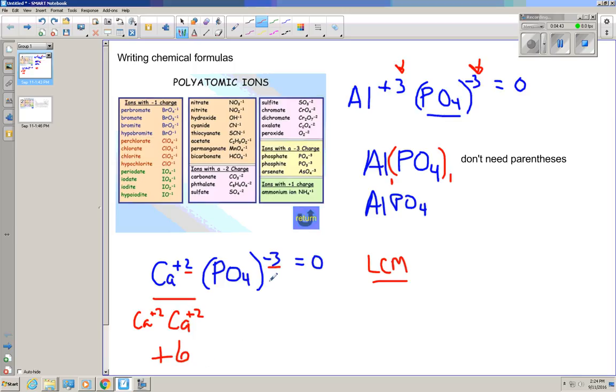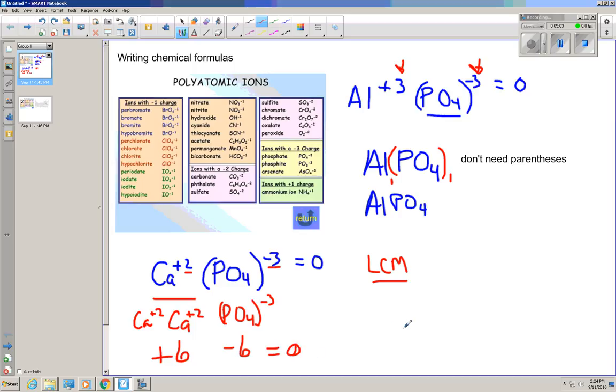How do I get to a 6 over here? Well, I'm going to need 2 phosphates. I'll put another phosphate over here. Each phosphate's a -3. So if I have -3, -3, I end up with a -6. Now the analysis works. Plus 6 and a minus 6 gets me to 0.